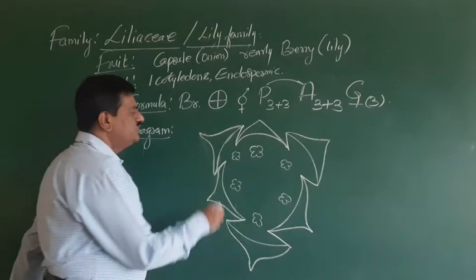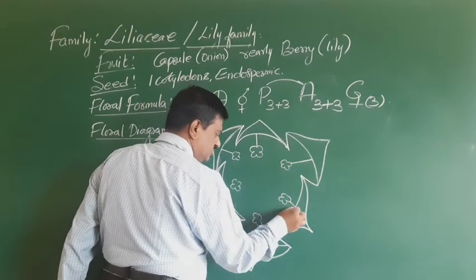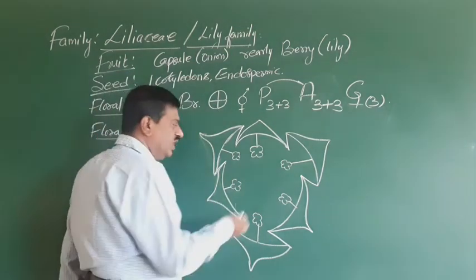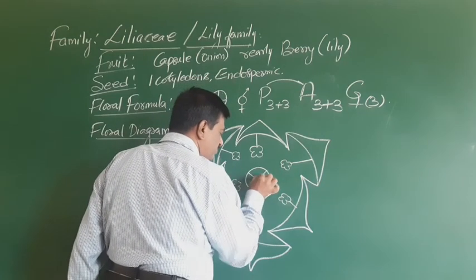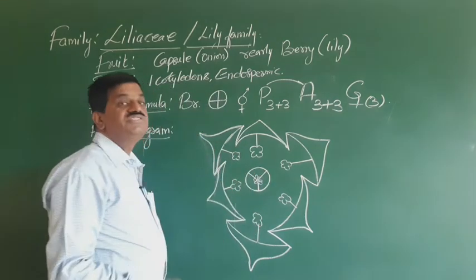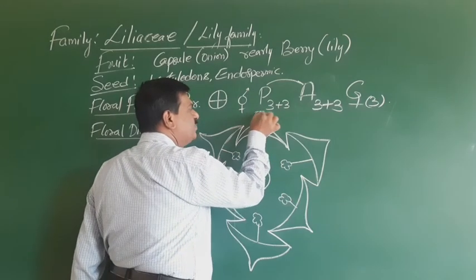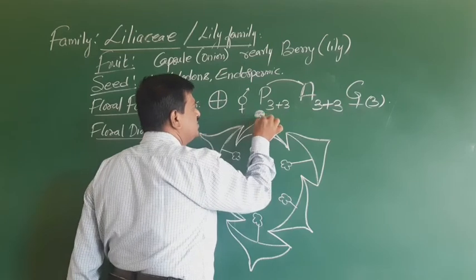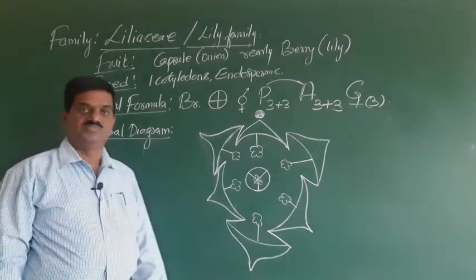So, here 6 stamens have been present. So it has been attached. Hence it is called as Epipetalous. Now we go for the ovary. The ovary is called as tricarpellary syncarpous. So here ovules are present at the center. So after this we are going to represent the main axis. The main axis is written on the top and it is being shaded. So like this is called as the floral diagram of Liliaceae.